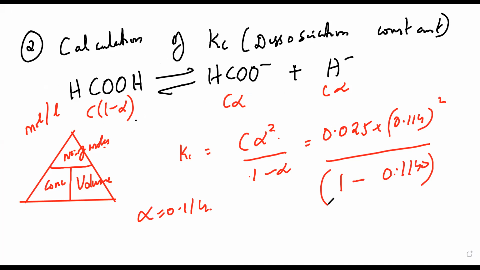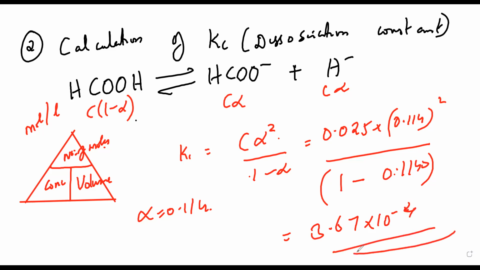Okay, so if I do the calculation of C alpha square by 1 minus alpha, I'll be getting my dissociation constant. I'll be getting it in mole per liter. Or you can directly put 3.67 into 10 power minus 4 as the answer for this, in mole per liter, because it is a concentration type.